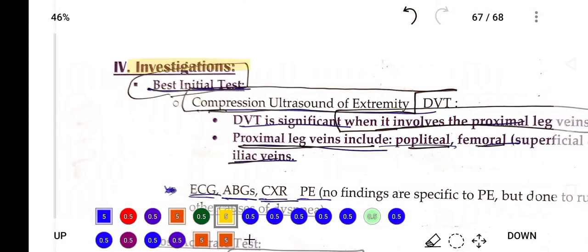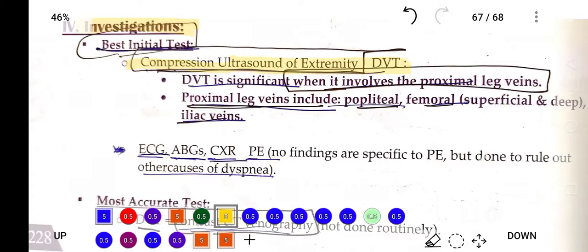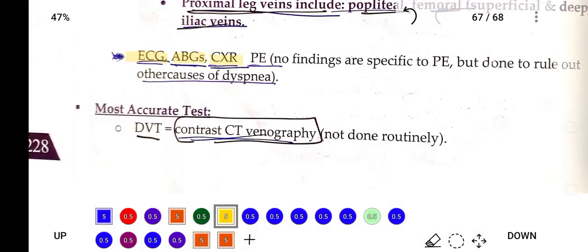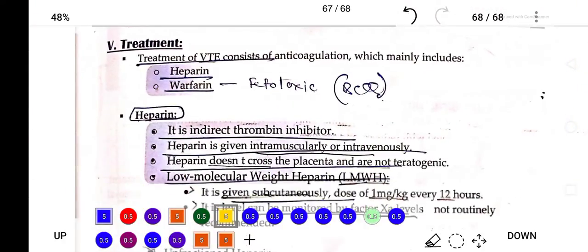And investigation for this condition will be compression ultrasound of the extremity, for DVT, deep vein thrombosis, of the proximal leg veins, and ECG, ABGs, and chest X-ray should be performed. The most accurate test will be contrast CT venography. It is the most accurate test, CT venography.